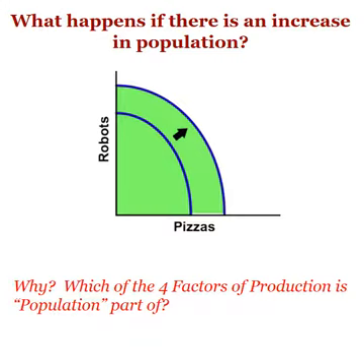And you might say, why is the arrow important? Well, if you have just two curves, it's really impossible to tell, did the curve shift in or did it shift out? Where did it start from? So you have to have the arrow there.